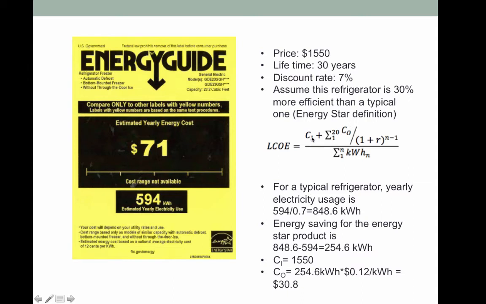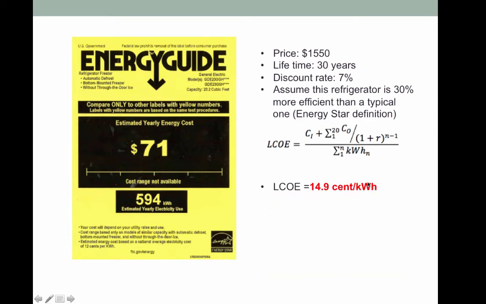So the total cost will be CI minus the present value of every year's benefit, discounted at 7%. And then we sum up all the electricity savings, 254 kilowatt hours times 30 years. And using this equation, we can get a result that the LCOE for energy efficiency is 14.97 cents per kilowatt hour.